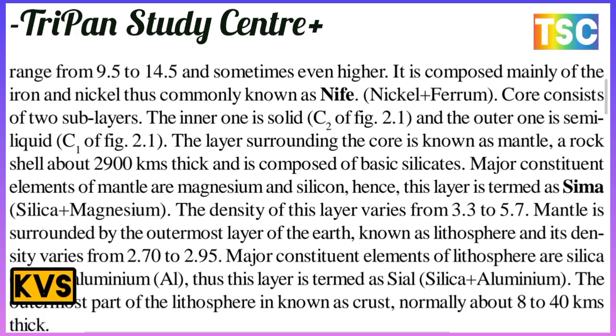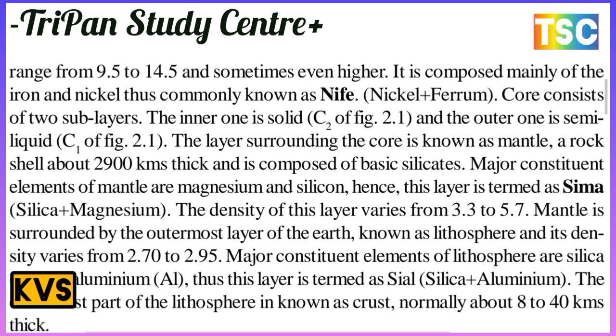The layer surrounding the core is known as the mantle, or rock shell, about 2900 kilometers thick. It is composed of basic silicates, and the major constituent elements are silicon and magnesium. This layer is termed Sima, meaning silica and magnesium, two elements combined. The density of this layer varies from 3.3 to 5.7. It is surrounded by the outermost layer of the Earth, known as the lithosphere, whose density varies from 2.70 to 2.95.